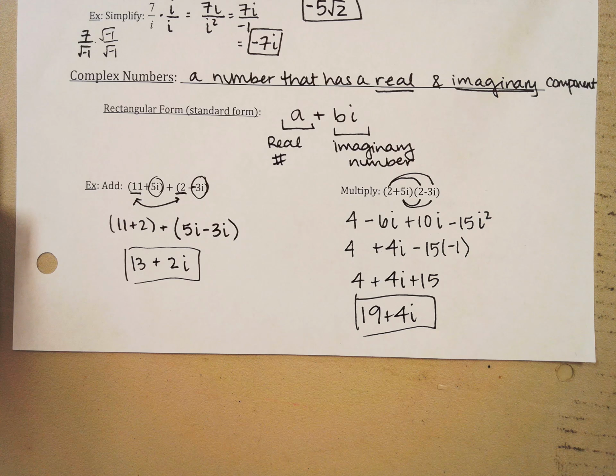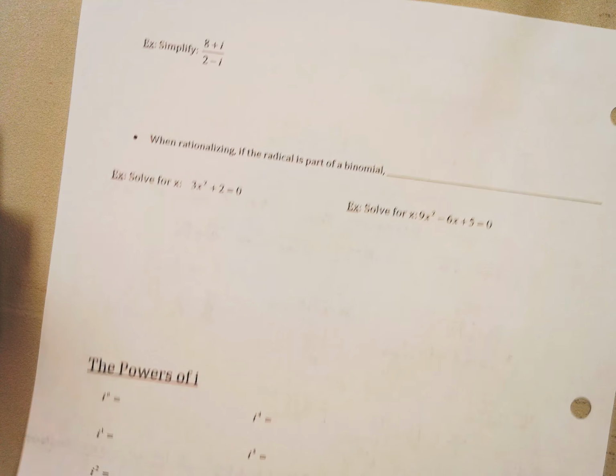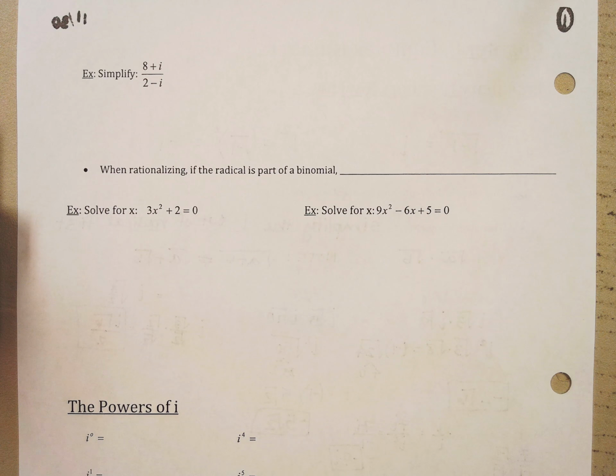Again, it's mostly just the same as combining other things, but we just have to remember that i squared is actually -1, so we have to change it to that real number. On the back is just more simplifications and more realization or deciding how to deal with i's.